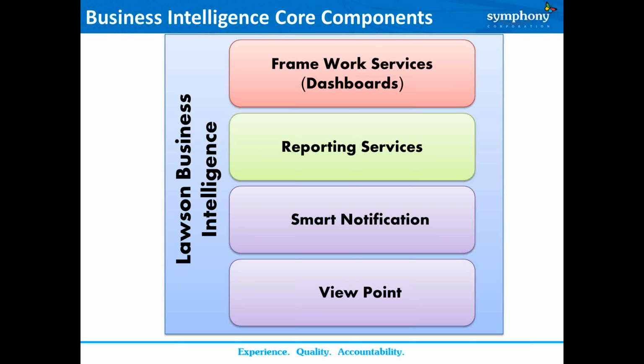So these are the four core components of business intelligence. On top of everything else is the framework services. Framework services is something called dashboard, a fancy name for the place where all your reports and files for distribution to your users are published and appear as hyperlinks, like when you go into a website and click on things. That's what framework services does.